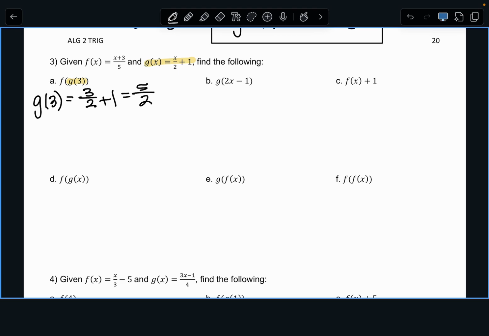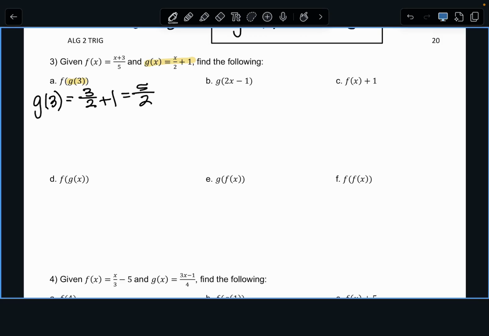Where did you get 5? 3 halves plus 1 is 5 halves. Plug it into the calculator, it would give it to you. Yeah, 1.5. All I did was this part, Josh. 3 halves plus 1 is equal to 5 halves. So if you put 1 in 1, that's fine. 2.5 is fine.